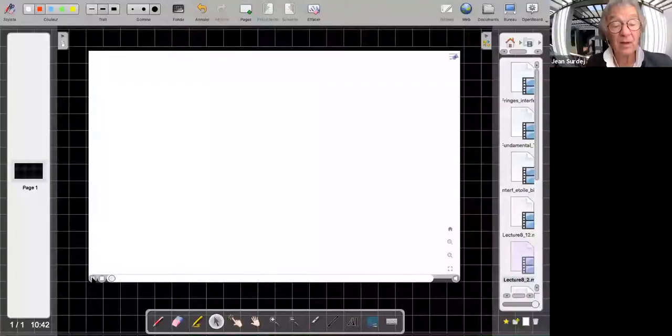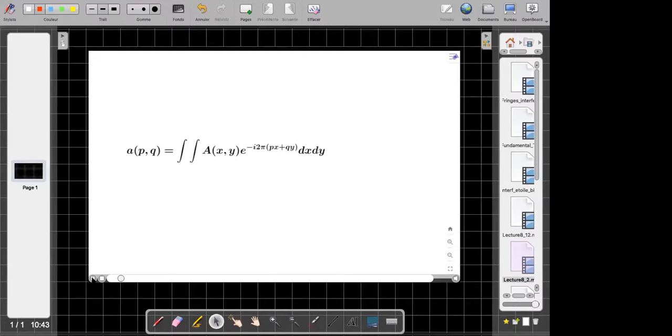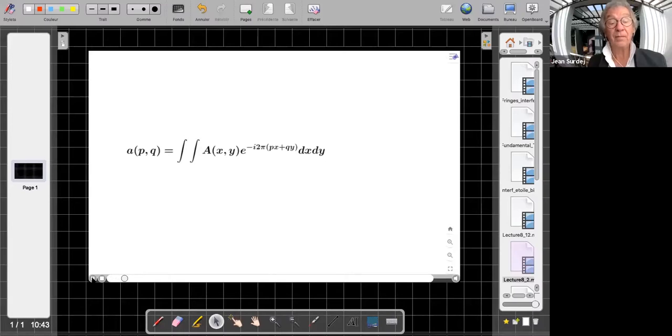My screen with a proper screen. I propose hereafter a more intuitive approach for better understanding the fundamental theorem. This theorem states that the distribution of complex amplitude of the electric field in the focal plane of a converging optical system is given by the Fourier transform of the distribution of the complex amplitude in the pupil plane. So here is a complex amplitude in the pupil plane and here in the focal plane.